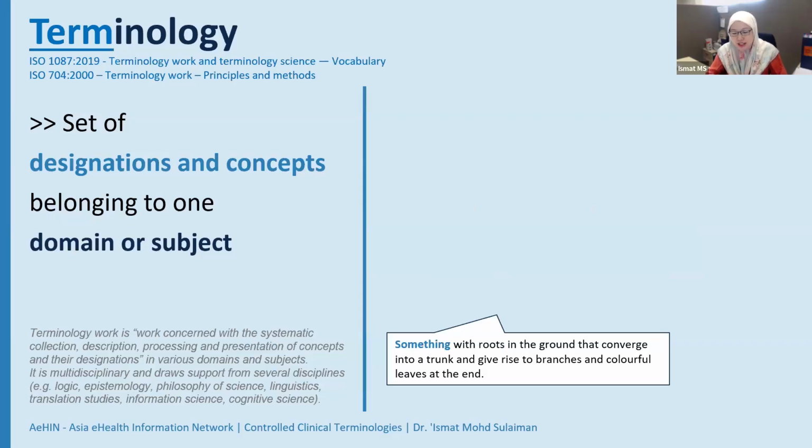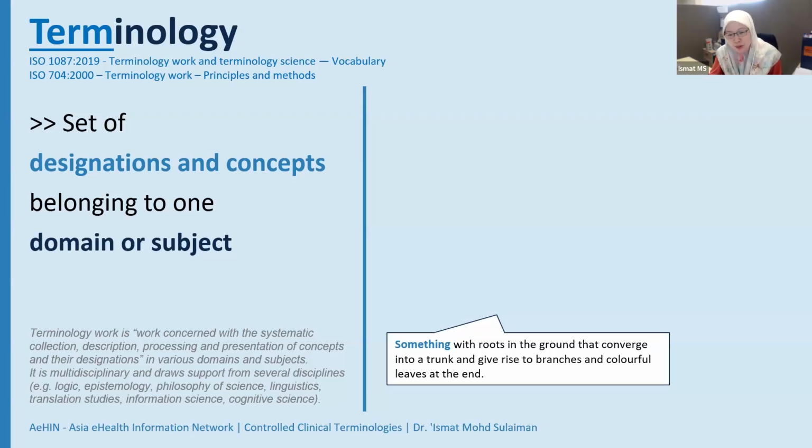Terminology is actually a set of designations and concepts belonging to one domain or subject. Very short definition, but this definition is actually taken from an ISO definition. You can see here, I actually quote two ISO documents. One is particularly on the terminology work and terminology science, and the ISO 704 is on the principles and method. So I'm going to break this down with you.